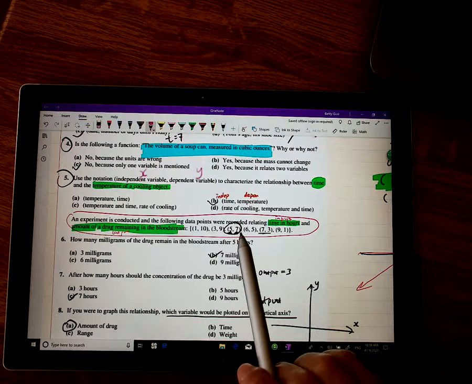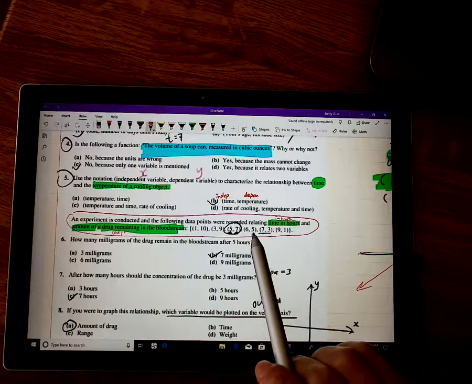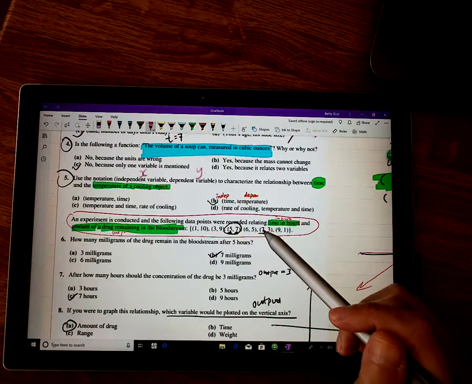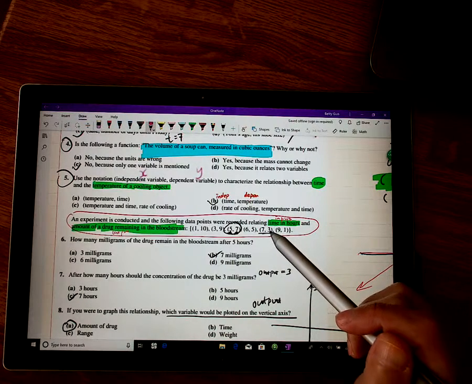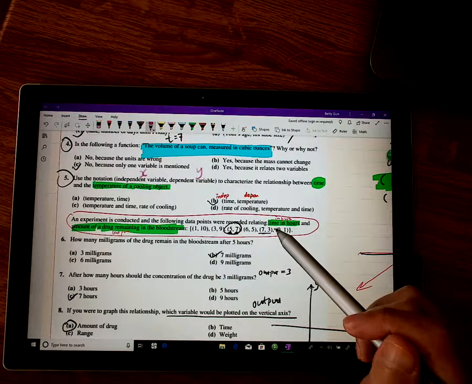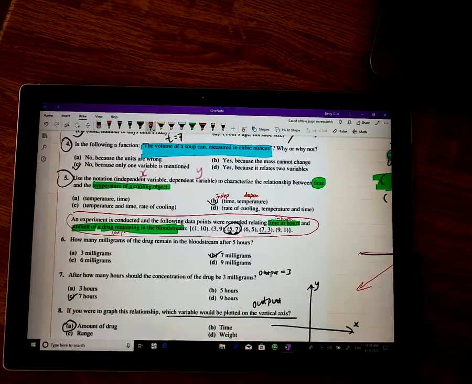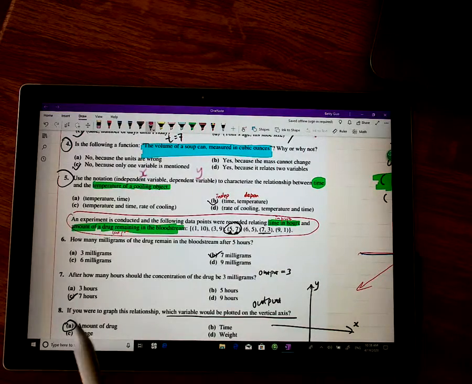After 5 hours, the amount is 7 milligrams. After 6 hours, the amount is 5 milligrams. After 7 hours, there is 3 milligrams of drug remaining in the bloodstream. After 9 hours, 1 milligram left only. So that's how we understand this function, okay?